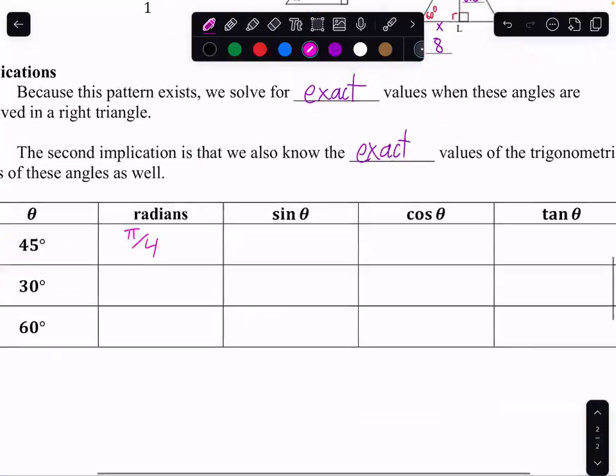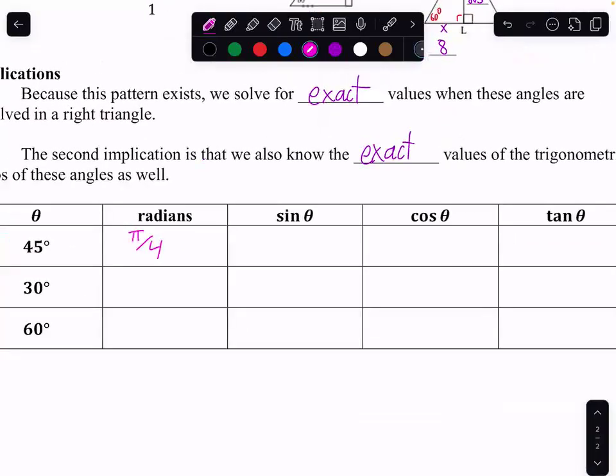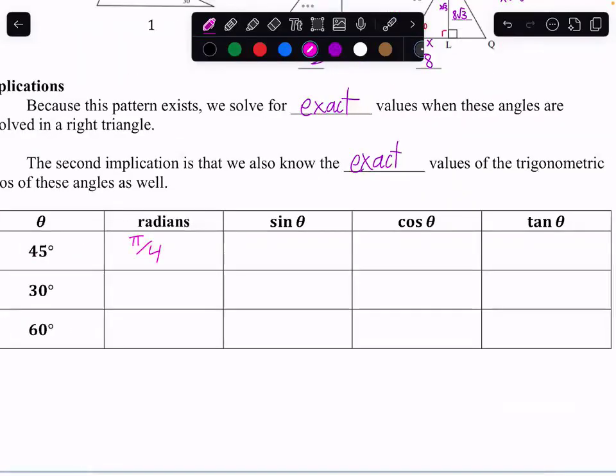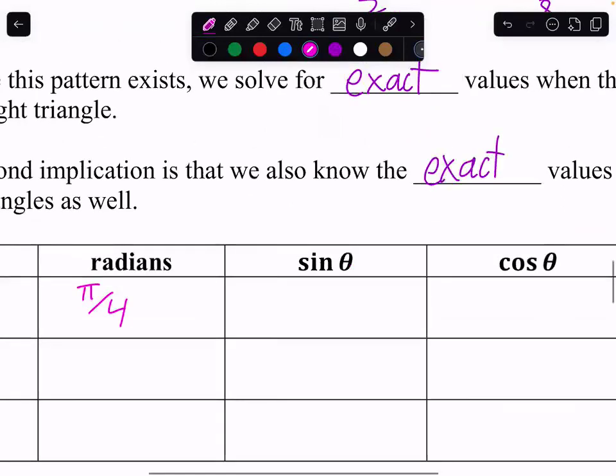Okay, so now what about the 3 trig ratios? We need to remember what each of sine, cosine, and tangent represent. There are many memory tricks out there. One of them is SOHCAHTOA.